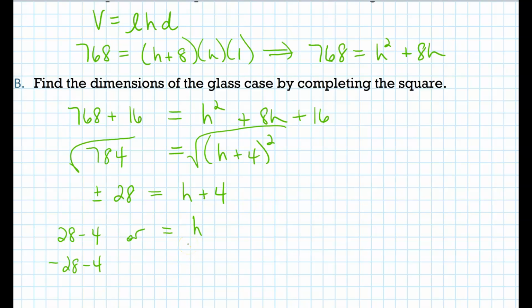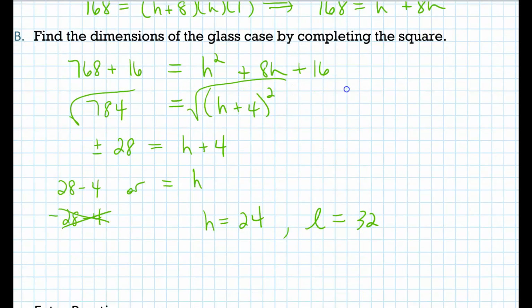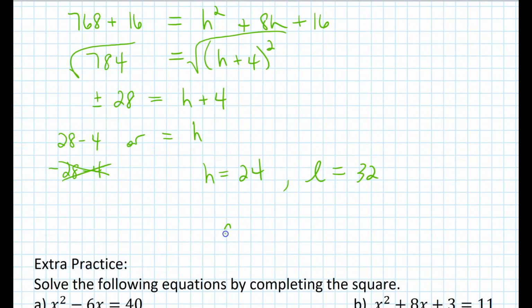Alrighty, but what do we know about a height? Cannot be negative, so we know it's not that. What is our height? 24. Height is equal to 24. And if height is 24, what's our length? Plus 8, 32. Okay. So what was the last question? Find the dimensions of the glass case. Okay. We did. Height is 24 centimeters, length is 32 centimeters, and the depth was given to us as 1.